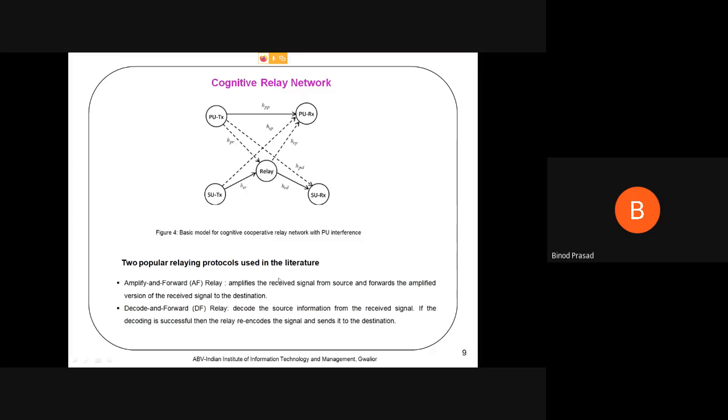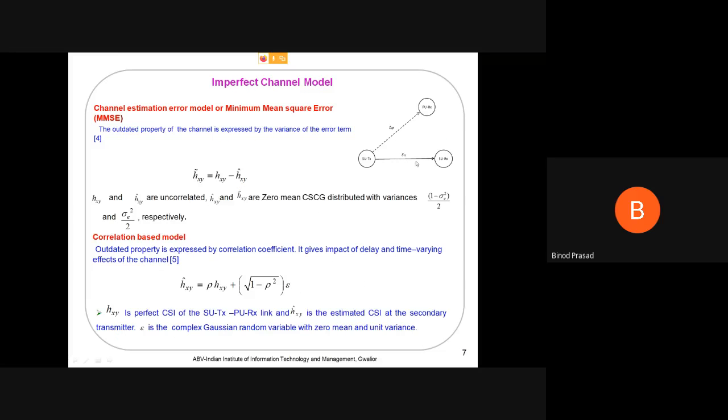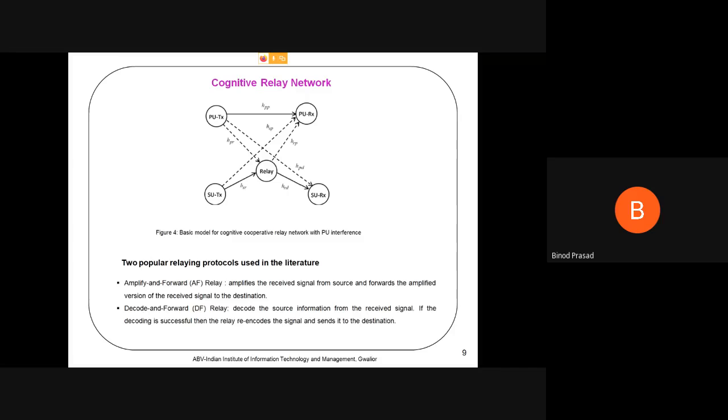So under this scheme, if we apply a relay, then its performance is better than if we use only the secondary transmitter, receiver, and one PU receiver. Because here the coverage gets reduced if we do not use a relay in between. So that will improve the coverage, but with a little bit more complexity. And the performance depends on the type of protocol that is being utilized at the relay.